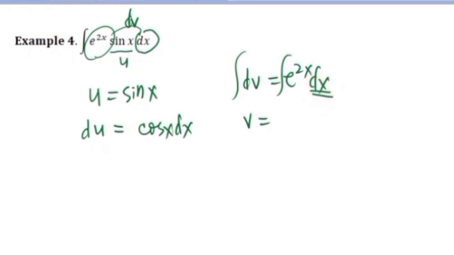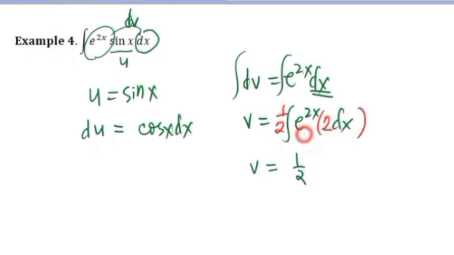itong part na to ay dapat derivative ng exponent. So what we are going to do is to multiply the derivative of the exponent, so that's 2 dx. So dapat you have 2 here, and magmumultiply tayo ng reciprocal dito sa labas. So we have v is equal to 1/2. Since derivative niya na yung katabi niya, kukopyahin lang natin to. So that's e raised to 2x.